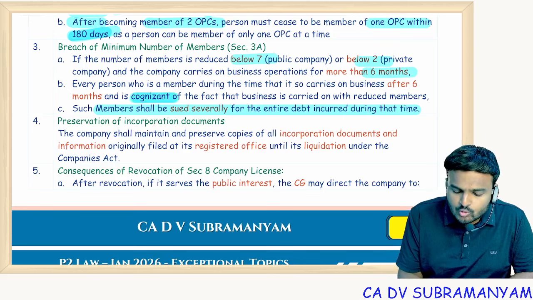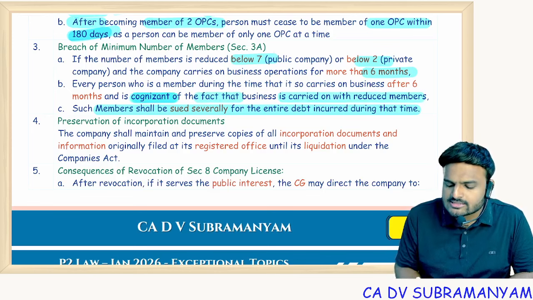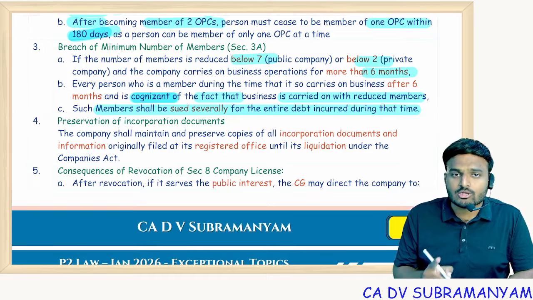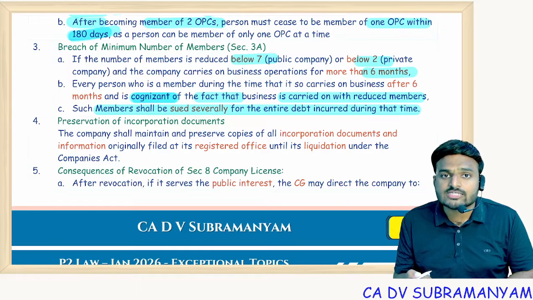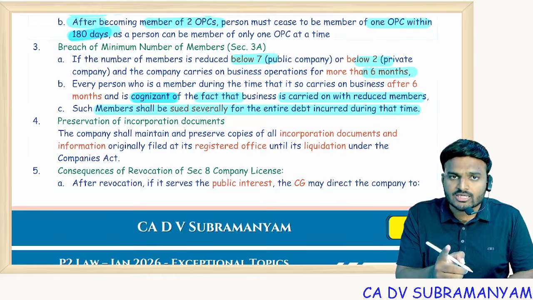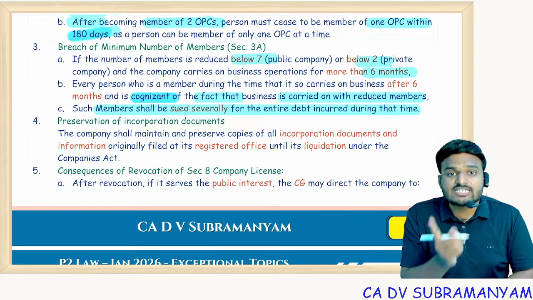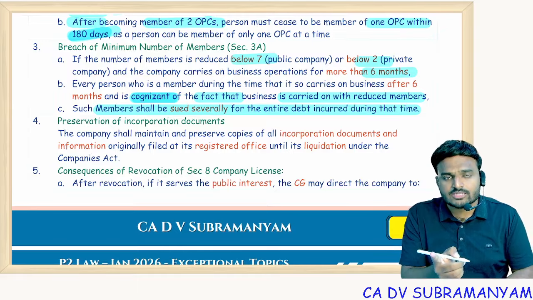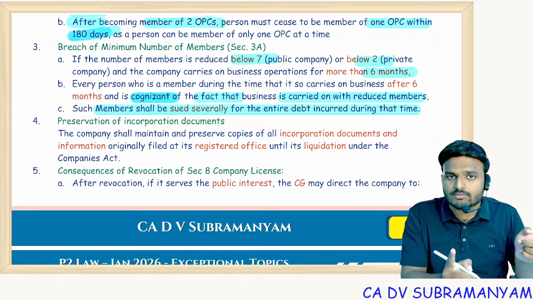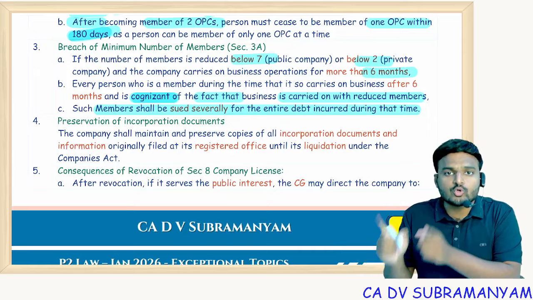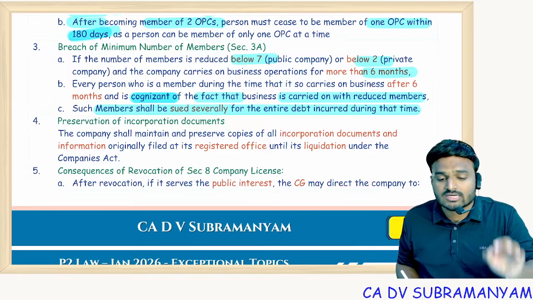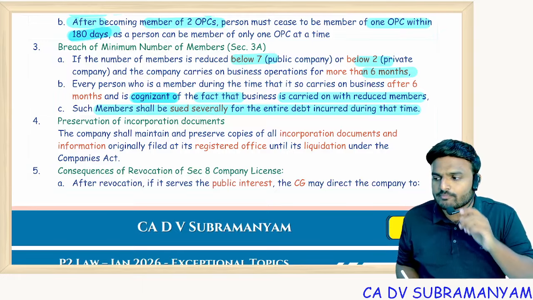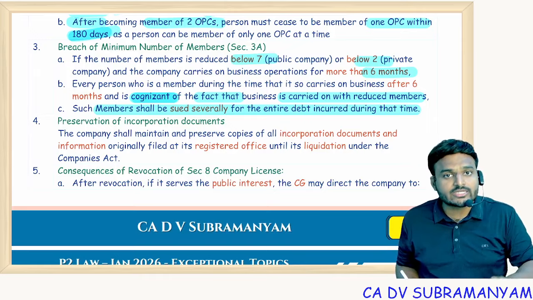Remember, only a member who is cognizant of the fact that business is carried on with reduced members is liable, and they are liable not for the entire debts, only for the debts contracted by the company after expiry of 6 months from the date of reduction. That means till the date of reduction plus 6 months, during this time period the company is liable, but after 6 months, for those contracts, obligations and debts, members having knowledge of the fact that the company is doing business with a reduced number of members are personally, jointly, severally liable.